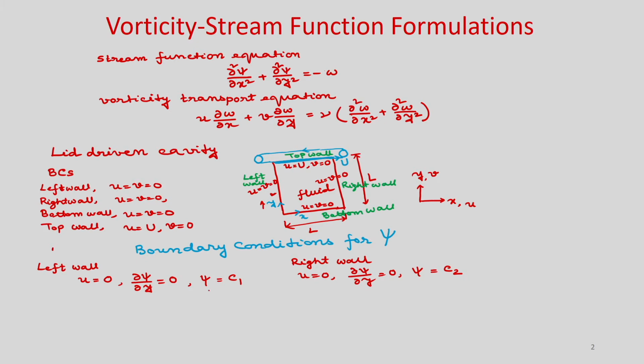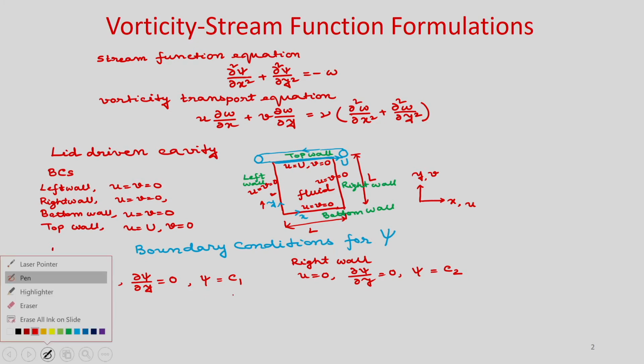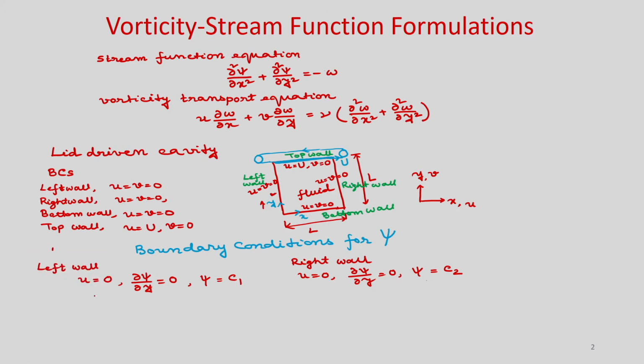Okay. And on the right wall ψ is equal to C2, another constant, let us say. Okay. Now, bottom wall. For the bottom wall, the normal velocity will be in the y direction, that means v is equal to 0. So, you can write v is equal to 0 and v in terms of ψ is minus ∂ψ/∂x is equal to 0. And you can see, along x it is 0. So, ψ on the bottom wall will also be constant and let us say the constant is C3.